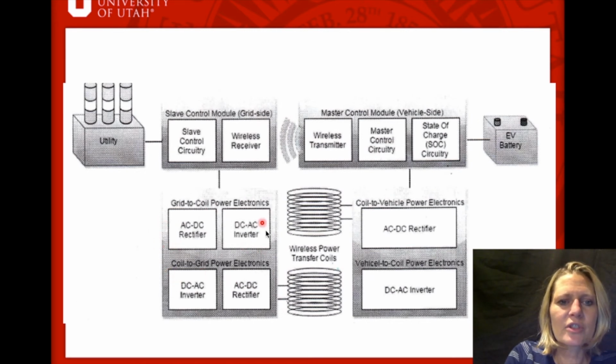You have this grid to coil power electronics. It has more detail in that there's an AC to DC rectifier, DC to AC. It's going to be using these wireless power transfer coils. And then it has the coil to vehicle power electronics and some more details about what is actually inside of that. Up here for the master control, it goes into a little bit more detail on that. It's connected to the EV battery, and then this is connected to the utility lines, and you need a module again for that utility line.